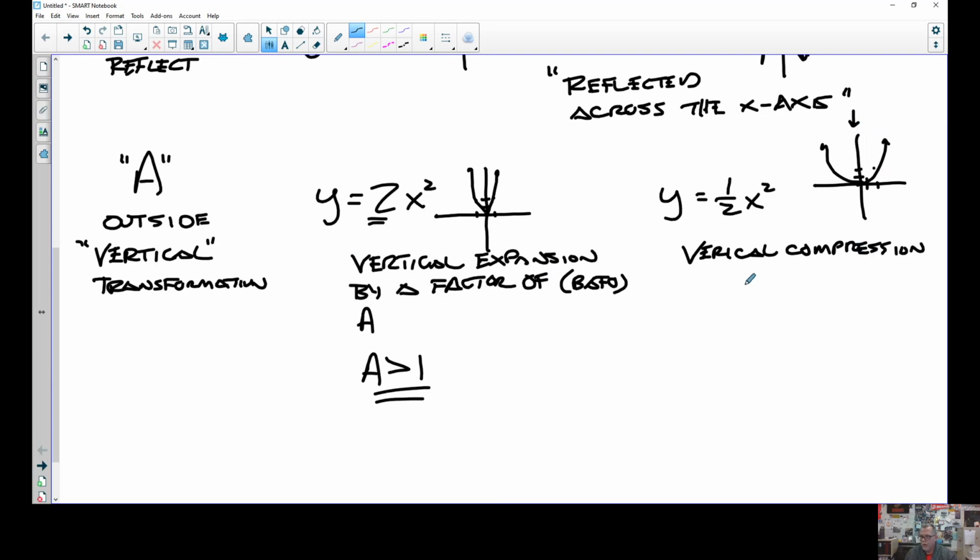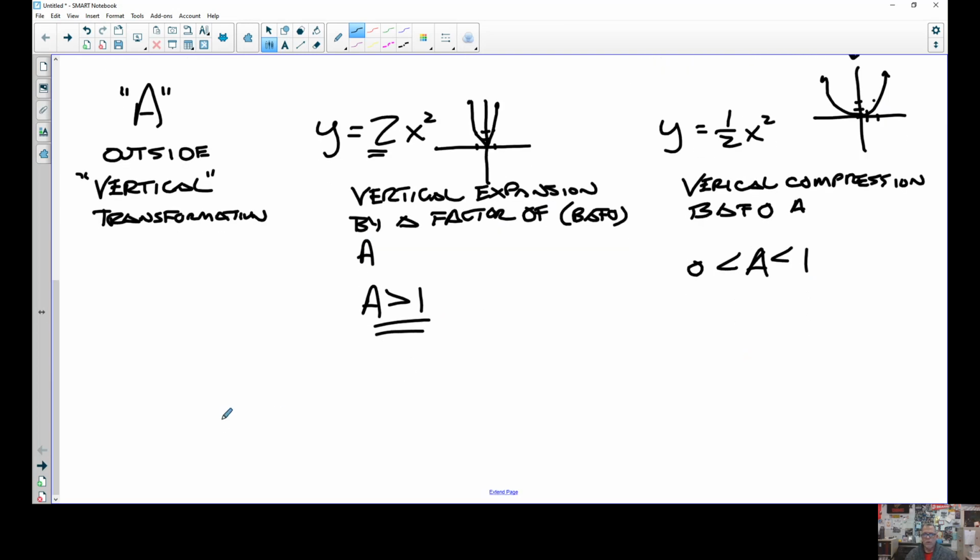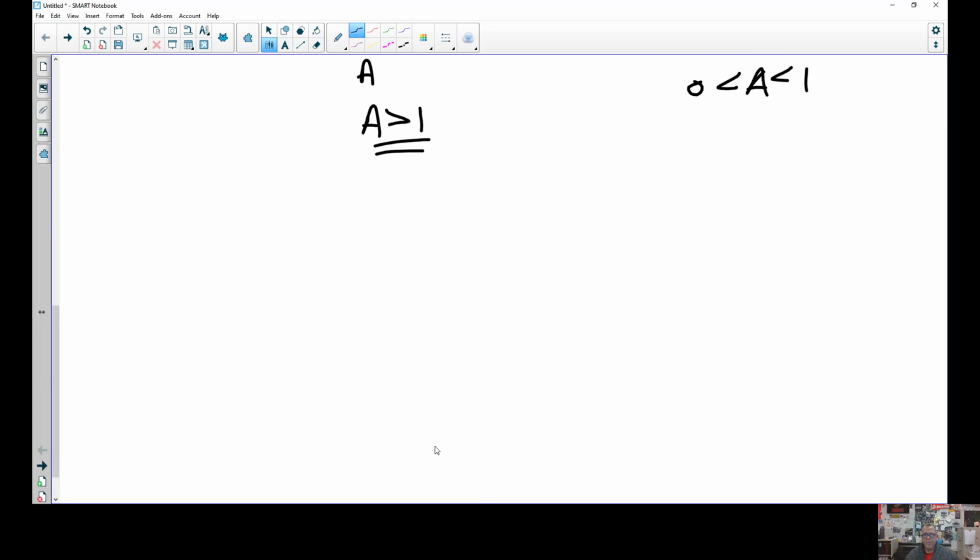So it's a vertical compression by a factor of a, whatever a is. And that is when a is between 0 and 1. Okay? So a vertical compression by a factor of a. Next, we go to b.